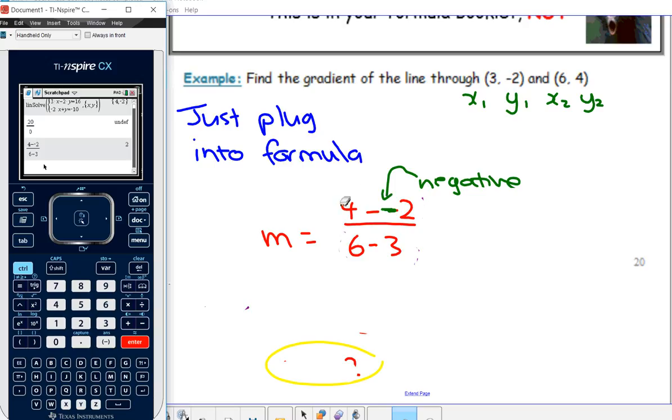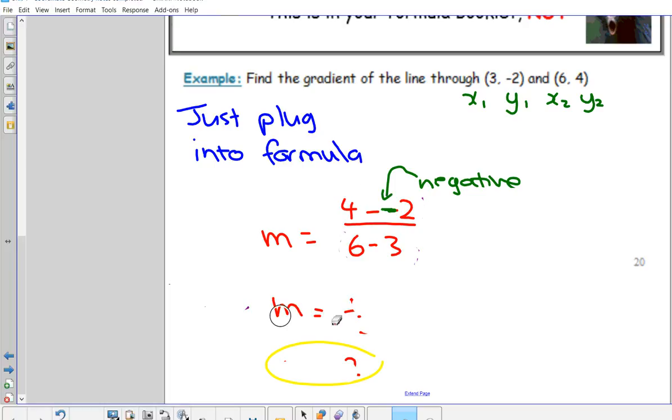That makes sense, because if you worked it out by hand, 4 subtract negative 2 is 6. 6 minus 3 is 3. 6 divided by 3 is 2. But imagine you had some difficult numbers there. Then you could use the fraction button on your calculator if it was a calculator question. Nice and easy to plug into the formula.